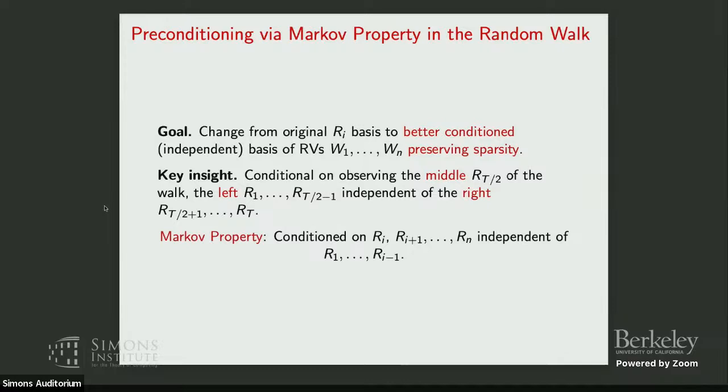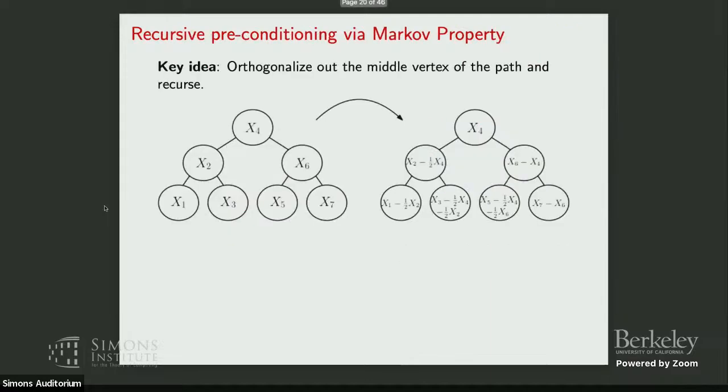Okay. Independence is good because even the conditioned variables will be Gaussian random variables. And if they're independent, then their inner product is 0. So the covariance becomes very nice. Okay. So the idea is to do this recursively.